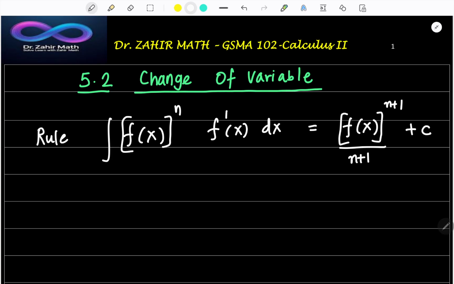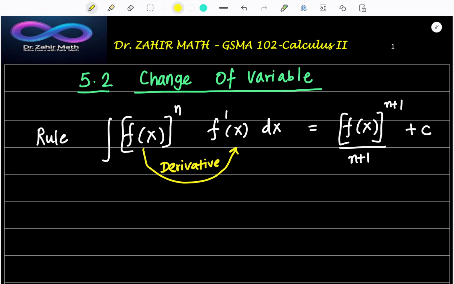Why is this rule needed? Sometimes you have a product of two functions, where the first function is in powers and the second function is the derivative of your f of x. Let me say it in a clear way: the derivative of the inside function is present outside. If this situation happens, then we are going to use this formula. If this situation is not going to happen, then we are going to use another method called substitution.